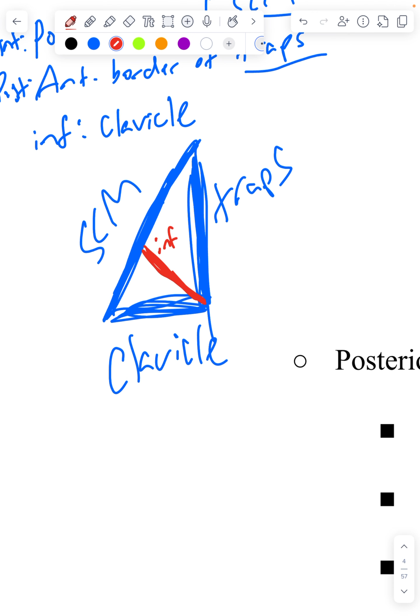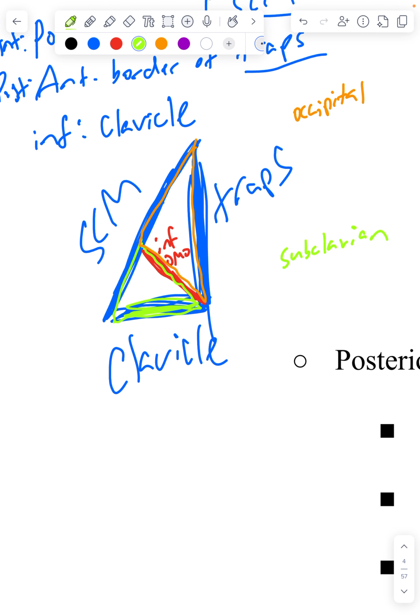So this is inferior omohyoid. So now you have this triangle here, and you have this triangle here. So this orange one is your occipital triangle. The green one would be your subclavian triangle. So now let's look at the borders of the subclavian.